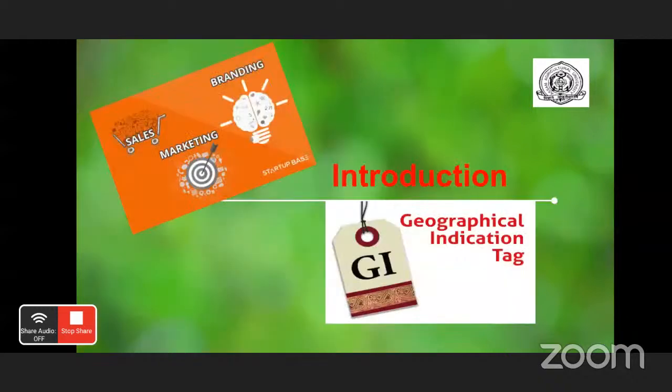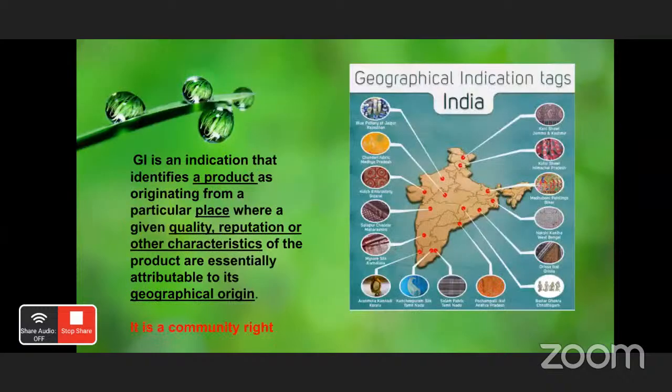Just to recognize this concept, the bond between the quality of the product and its place of production, the concept of GI was developed. So when we see the definition, what is GI, the first thing we have to remember is that GI is a community right. It is not like a patent. For a patent, copyright, trademark, or industrial designs, one single individual may apply. But GI is not an individual right, it is a community right. We have to apply through the community.